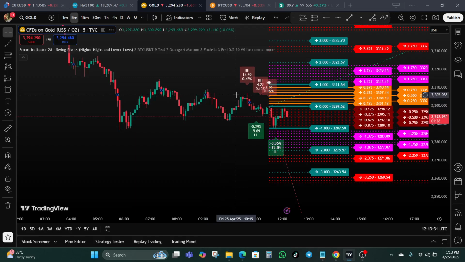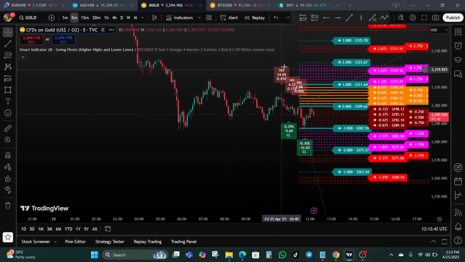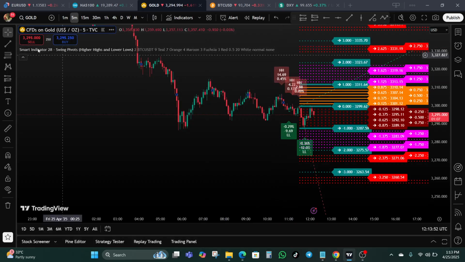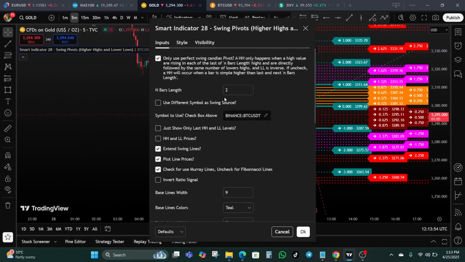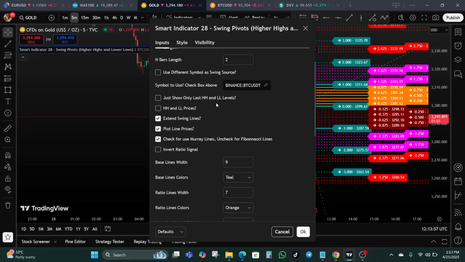You can see that the indicator updates with respect to higher highs, higher lows, lower highs, lower lows, right? You can see that we had a higher high. This should be a lower high actually. Okay, well, let's just go to the indicator settings. HH and LL prices. Yes, let's make that visible.